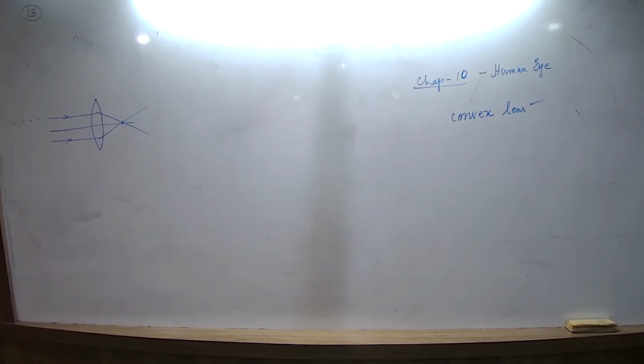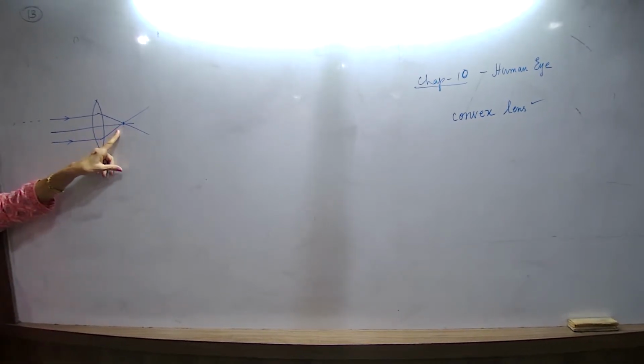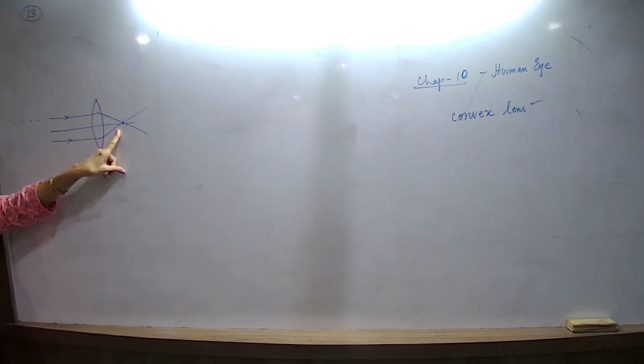Image. What type of an image? Virtual? What type of an image? Real. Real and inverted, and diminished as compared to the object. So what type of an image is this? It is a real image and it is an inverted image.